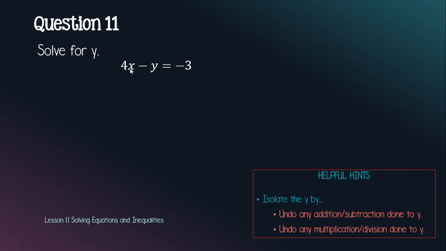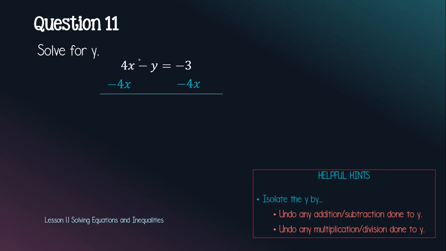So I have this 4x out front here. I need to get rid of it. This is really a positive. It's being added to this side, so I have to undo it by subtraction. So we're going to subtract that 4x from both sides.